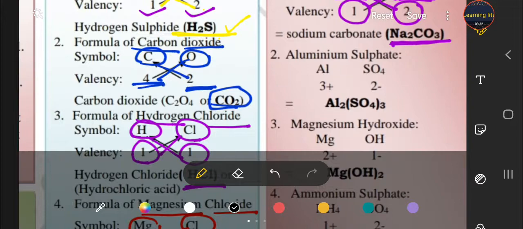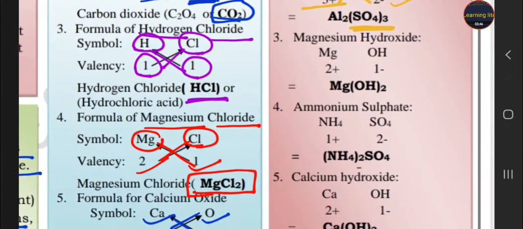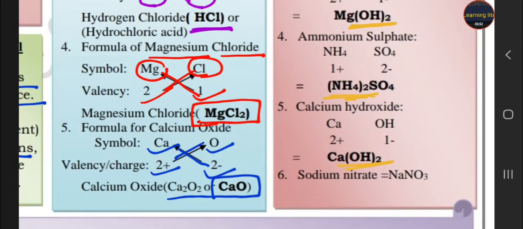Next is aluminium sulfate, students. So this is aluminium, valency is 3. For sulfate it is 2. So the formula is Al2(SO4)3. It is a polyatomic ion, so we use brackets here. Similarly, we use brackets in magnesium hydroxide, ammonium sulfate and calcium hydroxide.